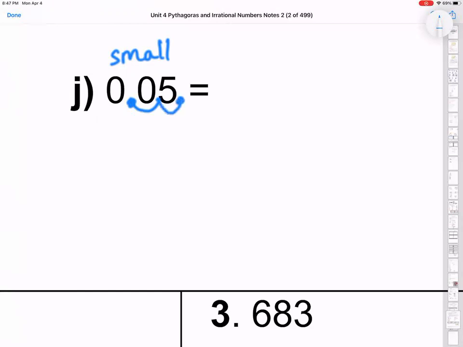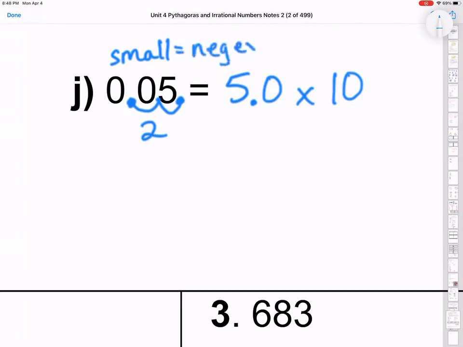And I get the number 5. So I have 5.0. 5 is the same as 5.0 times 10. And it looks like I had to move that decimal 2 places. And again, I started with a really small number, which is going to equal a negative exponent. In this case, -2.